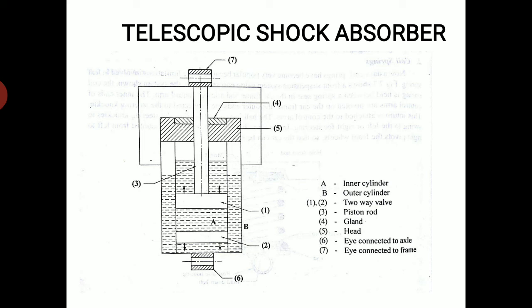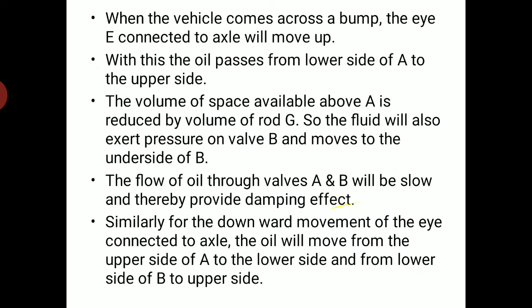In a similar way, for downward movement of the eye connected to the axle because of road irregularities, the oil will move from the upper side of valve 1 to the lower side and vice versa. This is how the system works. When the axle moves up and down, the oil moves vice versa. So this is the simple explanation behind the telescopic shock absorber.